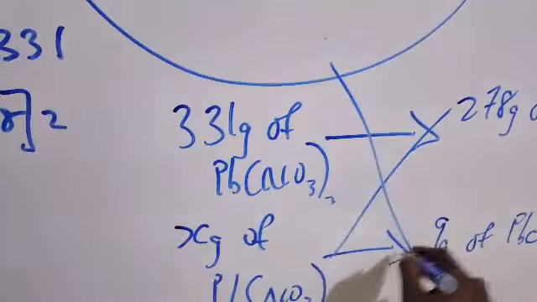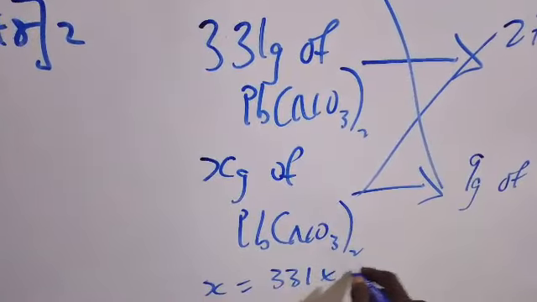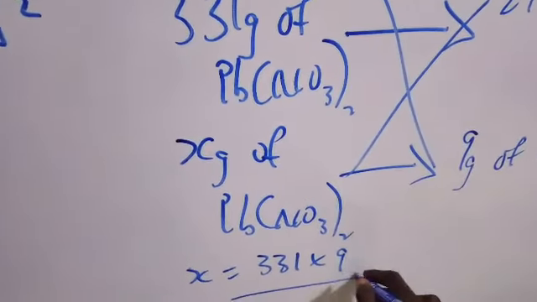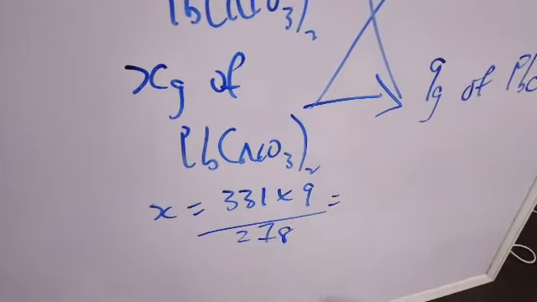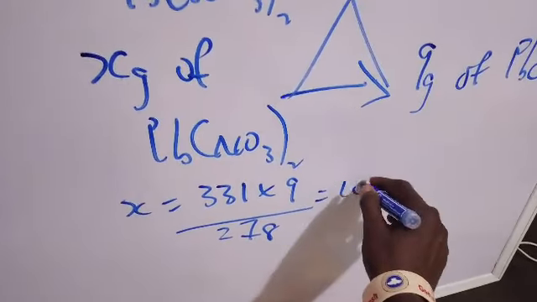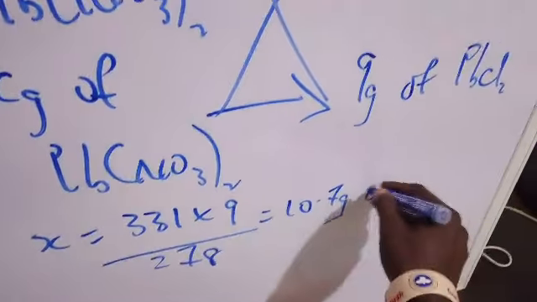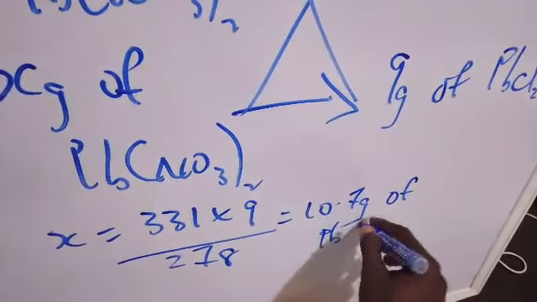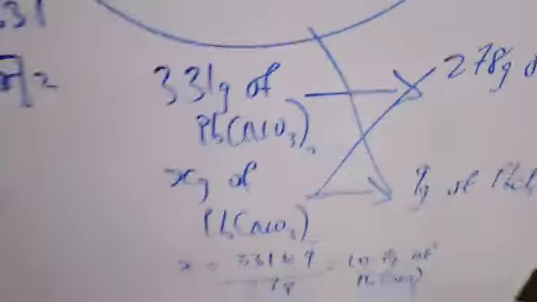I will now equate it. So X will be equal to 331 times 9 divided by 278. Using my calculator, I'm going to have 10.7 gram of what? Of Pb(NO3)2. It's a very simple basic concept of chemistry.